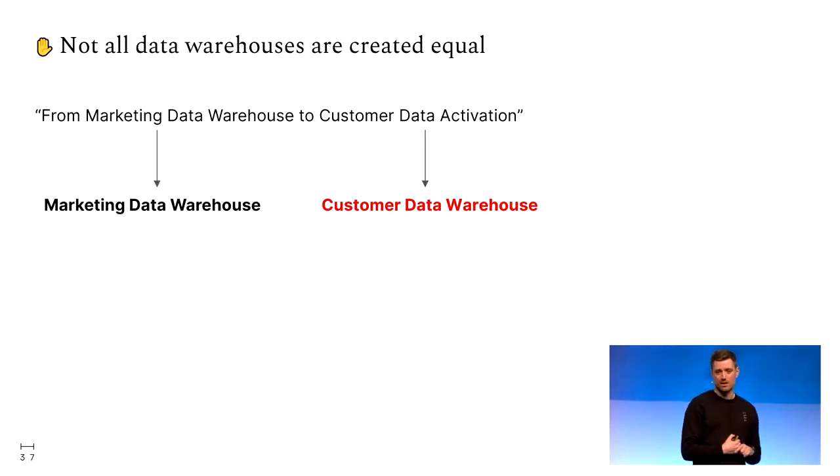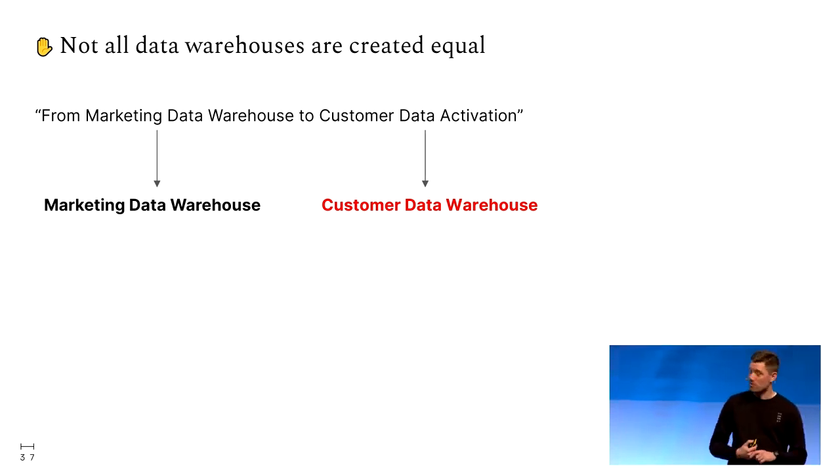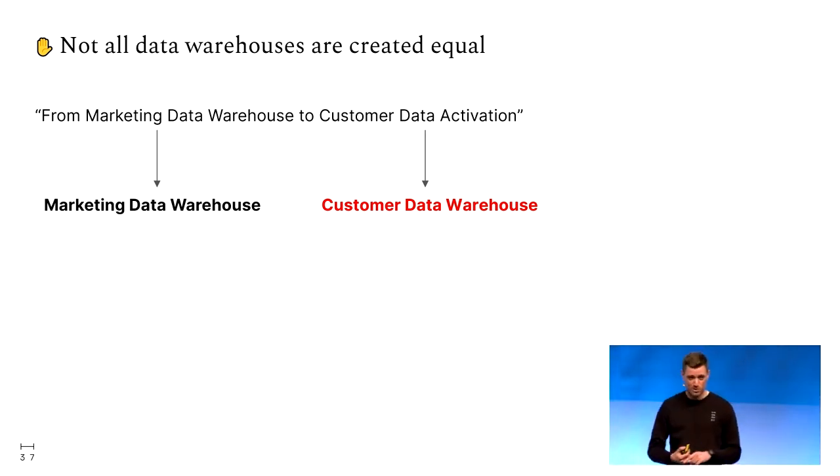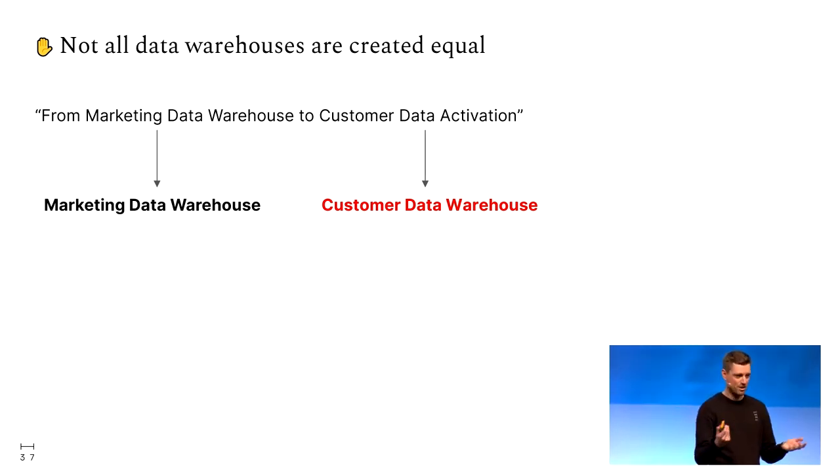That being said, from our perspective at least, not all data warehouses are created equal. What does that mean? It's the allusion that we make in the title of this presentation, from marketing data warehouse to customer data activation. Well, there's two types of warehouses in general. There's marketing data warehouses, and there's customer data warehouses. Obviously, there's a million other types of data warehouses, right? But for this crowd, I believe these are the two most relevant ones.